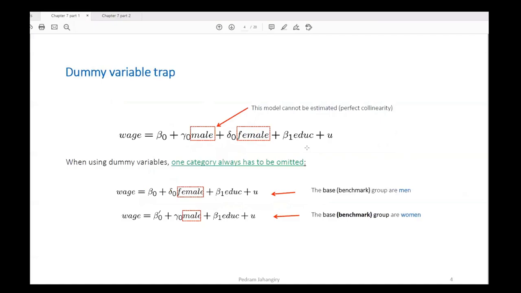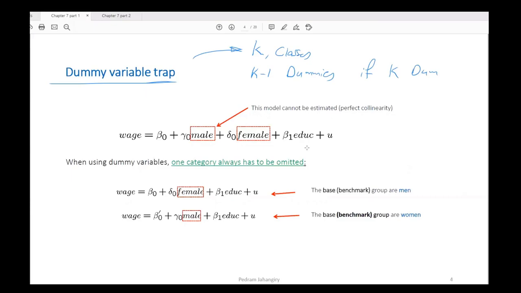Now, let's look at some variations of dummy variables. There's something called the dummy variable trap. In general, if I have k classes, I need to have k minus 1 dummies. If instead of k minus 1 I use k dummies, then we call it the dummy variable trap.